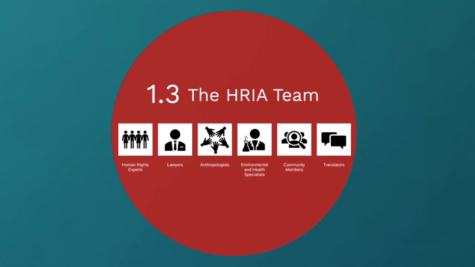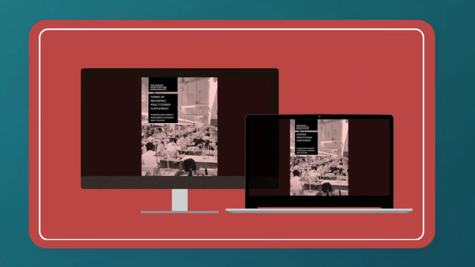Team members may include lawyers, anthropologists, environmental and health specialists, individuals from the affected communities, as well as translators or other relevant people. This phase features two practitioner supplements. One of the supplements includes a checklist of elements for the terms of reference. The scoping and planning supplement includes suggested sources and questions for scoping the human rights context and the specific project or activities.